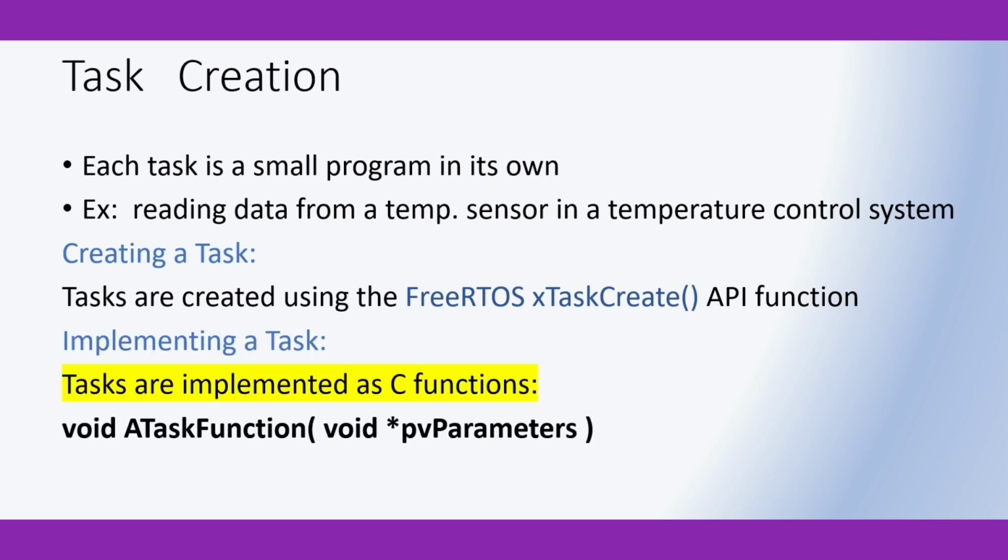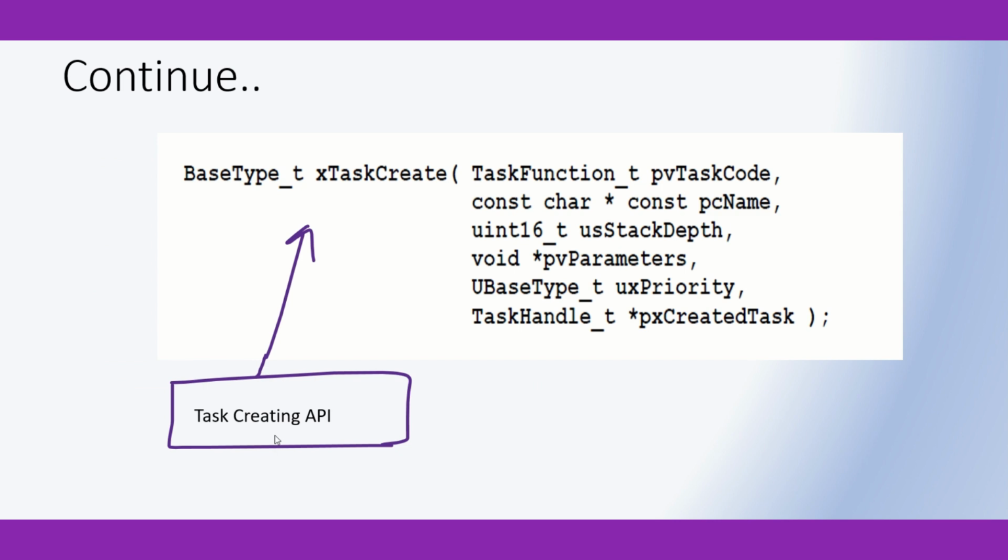So there are two things that we need to do. We have to create the task and then we have to implement the task. The tasks are implemented using a function, so we have to create a function to implement the task, and we have to specify the name of the function that implements the task.